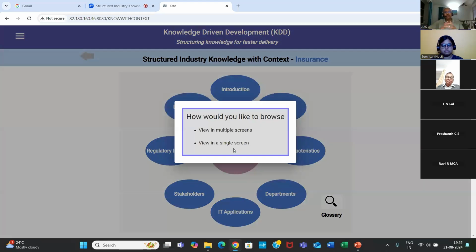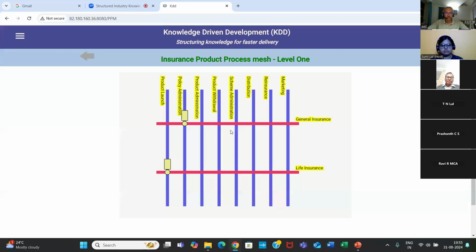Then we get into the inherent knowledge, which is that product process as I talked about. Again, here it can be displayed on multiple screens or on a single screen. When you go on a single screen, it keeps putting it one below the other. But I will use the multi-screen feature. So here it shows all the products and processes. So this is level 1. In level 1, there are 2 products, general insurance and life insurance. And then we have 8 processes at level 1, right?